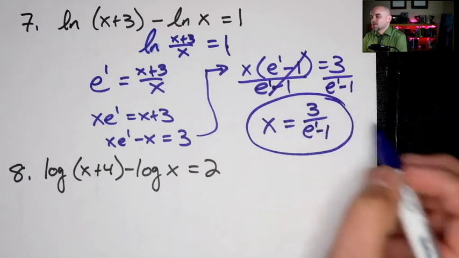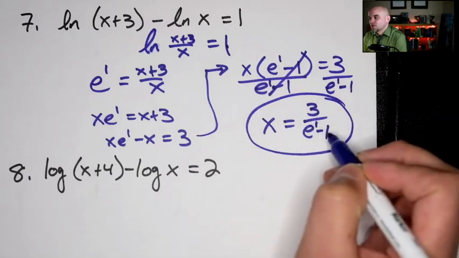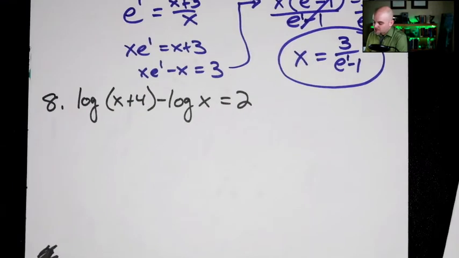Okay, x is by itself. I know it looks weird, but remember, this is a number. It's 2.71 minus 1, and 3 is up top. And that's all we're going to do with that one. All right. Next one, number 8.